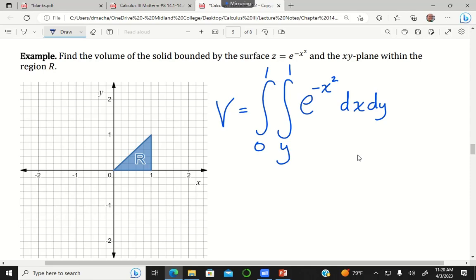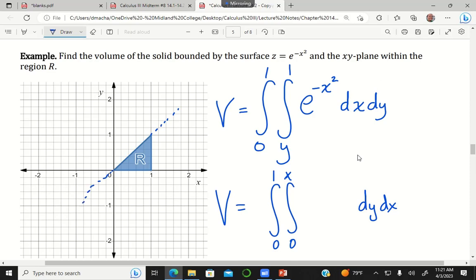Since this isn't working out for us, what we can do is instead try another double integral where I take dy dx. And now I have to say my x variable is allowed to be anywhere between 0 and 1, but my y variable has to be between 0 and whatever the x value is, because this region is bounded from above by the line y equals x. That's the little triangular region in my domain.